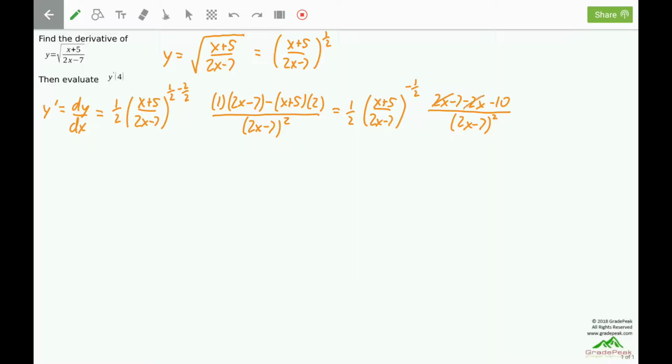Now I can combine like terms together. These two x's will be able to cancel because we have a positive and a negative. We have a negative 7 and a negative 10. Those can combine. So y prime, or dy/dx, will equal 1/2. Now I'm going to separate each of these into a negative 1/2 exponent. You can write each of those independently to the negative 1/2. They will remain in the numerator and denominator respectively, but each one is raised to that same power if you have the quantity raised to that power.